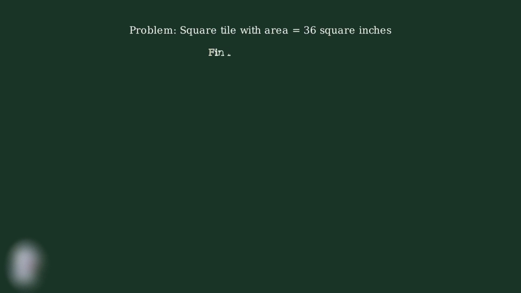Let's start with a common scenario. Imagine you're buying square floor tiles for your kitchen. The store tells you each tile has an area of 36 square inches, but you need to know the side length to see if they'll fit your space. We know that the area of a square equals side length squared, so if the area is 36, we need to find what number squared gives us 36.